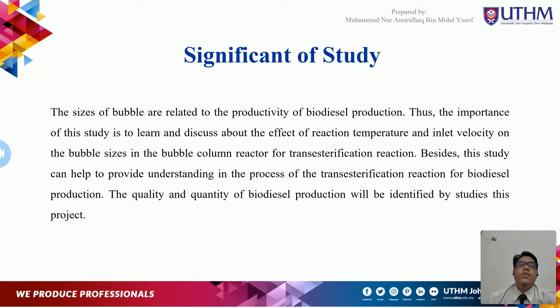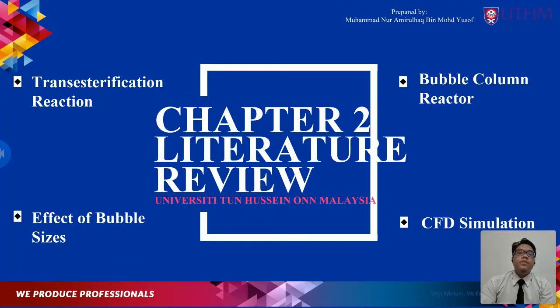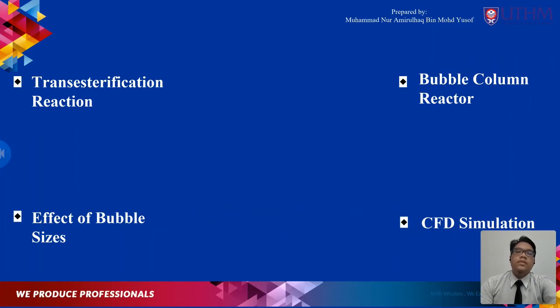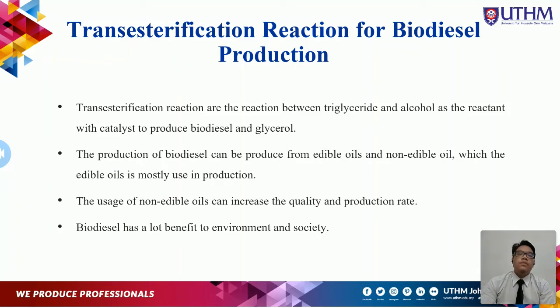So we continue for chapter 2, the literature review, which consists of the transesterification reaction, bubble column reactor, effect of bubble size, and CFD simulation. So we continue for the transesterification reaction for biodiesel production. There are 4 methods of biodiesel production, which are blending or dilution, microemulsification, pyrolysis, and transesterification. The transesterification is one of the 4 methods of biodiesel production that we use in this study.